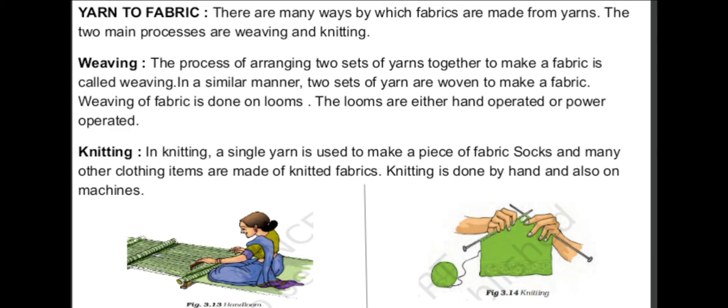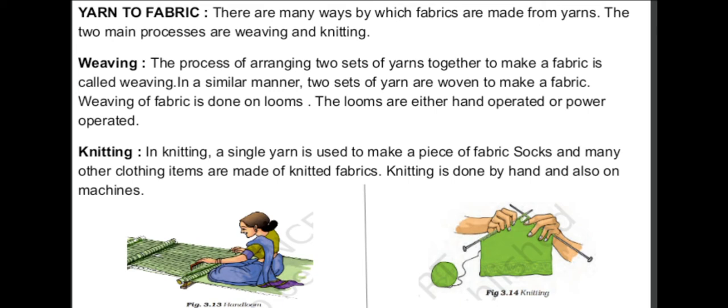The next one is yarn to fabric. Previously, we learned about spinning to make yarn, and now this is yarn to fabric. There are many ways by which fabrics are made from yarns. The two main processes are weaving and knitting. Weaving is the process of arranging two sets of yarn together to make a fabric. In a simple manner, two sets of yarns are woven to make a fabric.